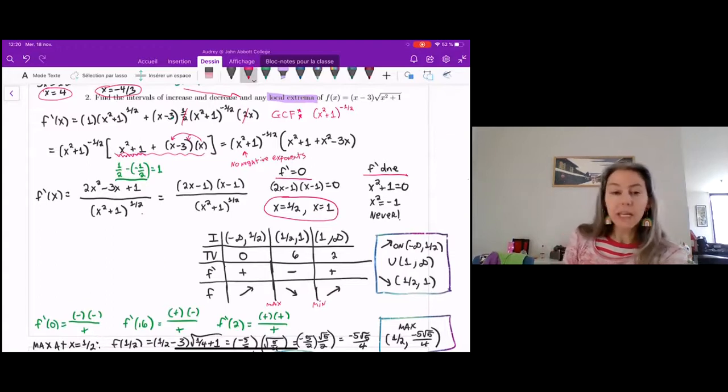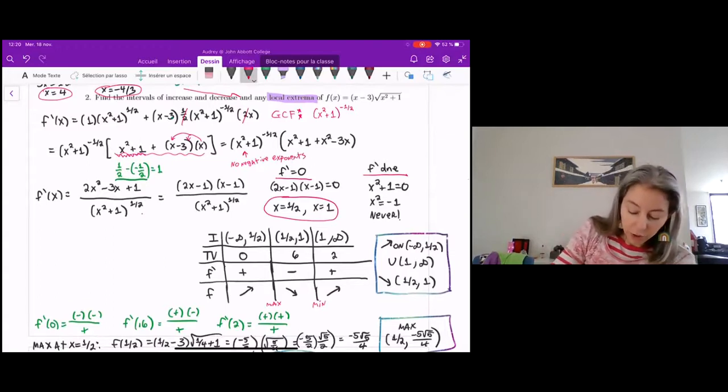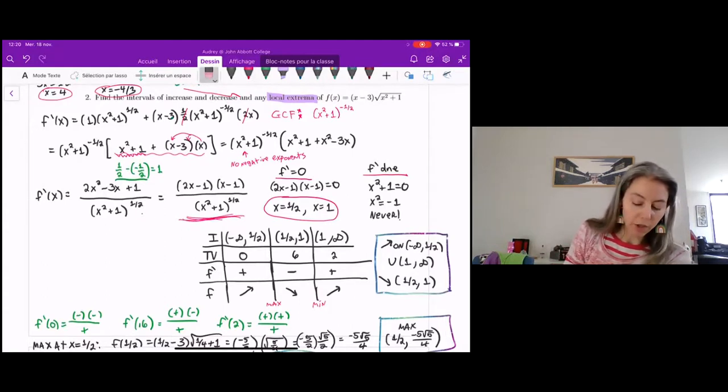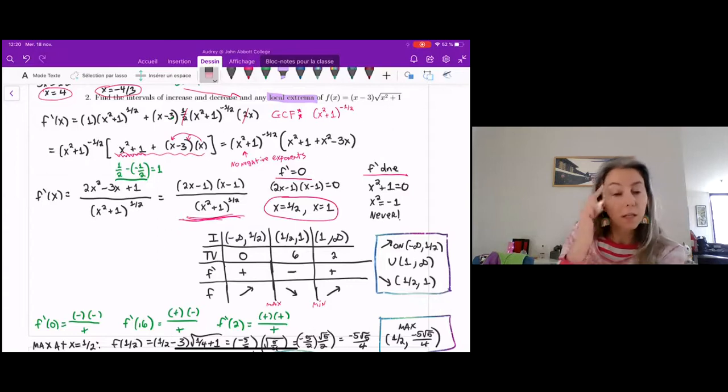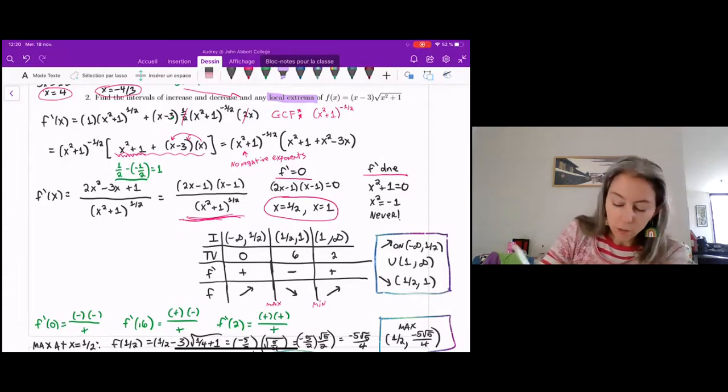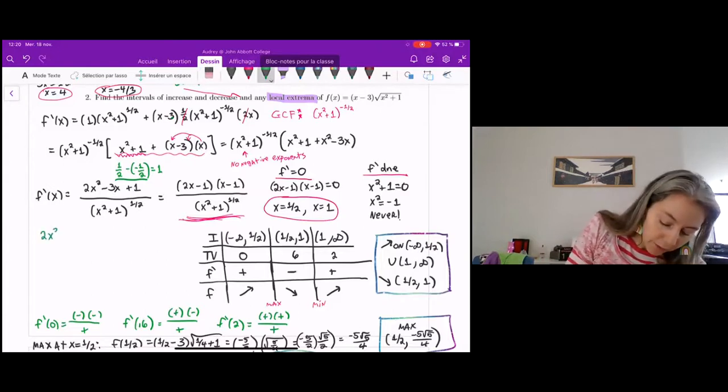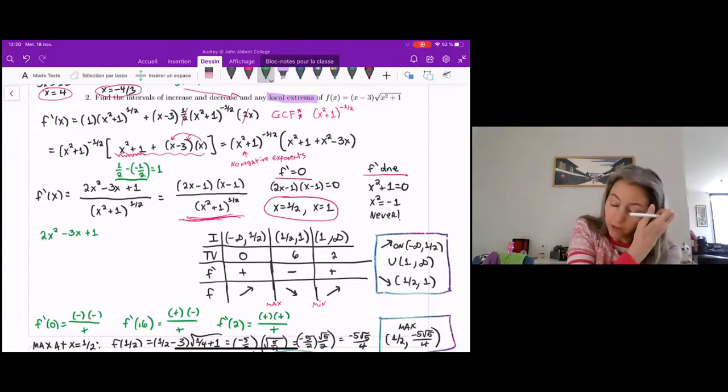Okay, now in the next step you'll see I actually factored the numerator. So sometimes it's a little bit challenging to factor non-monic quadratics. In other words, quadratics where it's not just x squared, it's some number times x squared. So I'm just going to briefly talk about that. So I have 2x squared minus 3x plus 1, and I want to factor that.